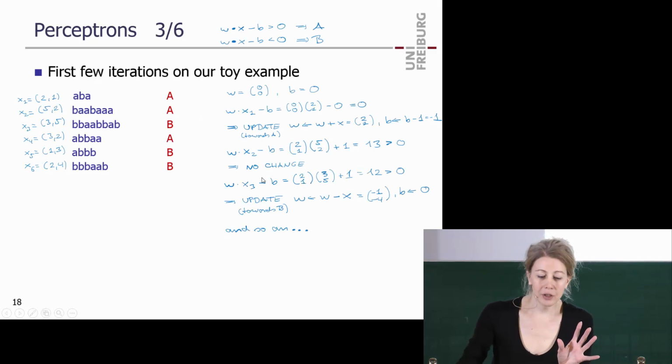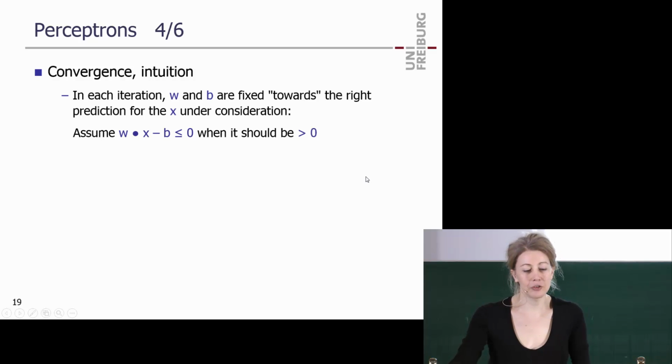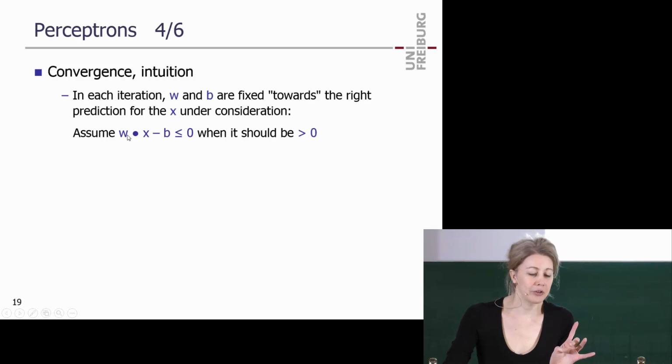Somehow, here, the W and B are not good, because for this 3, 5, they're not predicting the right thing, right? It should be negative, but it's positive. So I have to correct them. And now I correct them in the right direction, right? So why is this the right direction? To add x or to subtract x? Assume this; in the other case, it's completely analogous. Wx minus b is negative when it should be positive.